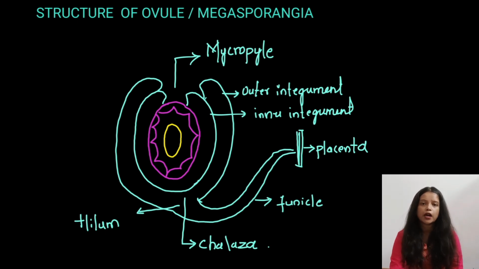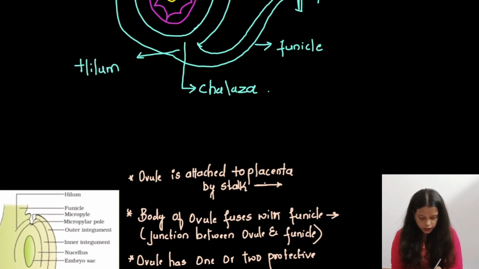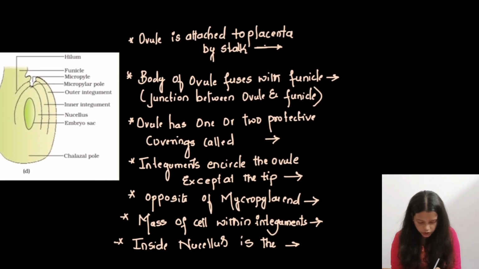In your textbook, anatropous ovule has been given. So let's also study the structure of anatropous ovule. Here you can see anatropous ovule, right? Hilum is the junction which connects ovule with the funicle. Next, funicle. Here you can see funicle. It is the stalk of the ovule. Next, micropyle, the region where the integuments do not cover. Next, outer integument and inner integument. Inside there is nucellus, embryo sac, and the opposite of micropyle is chalaza.